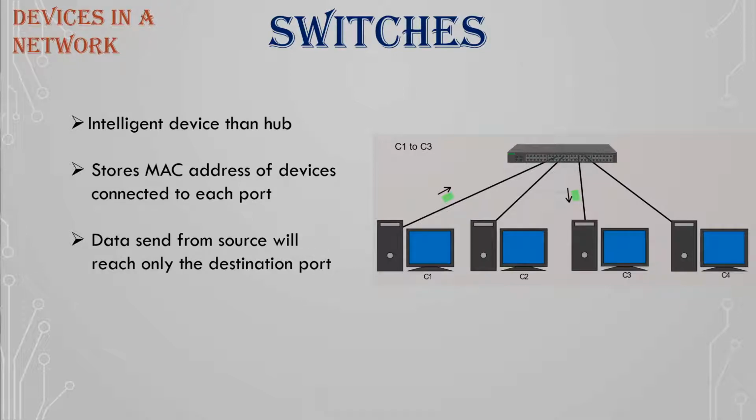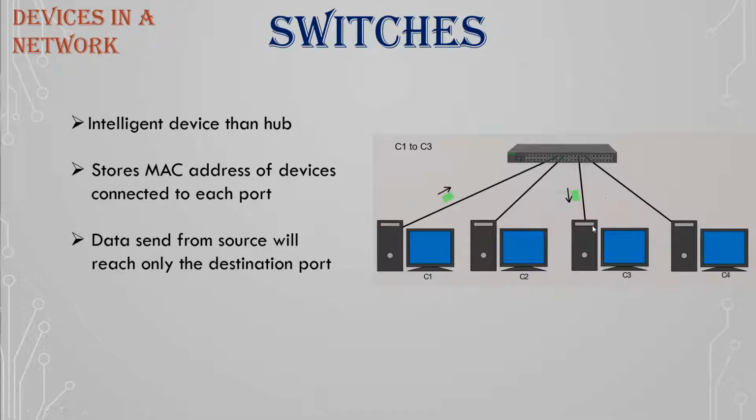Switches. Switches are similar to a hub, which is used to interconnect devices in a network, but they are more intelligent to identify the devices connected to each port. As an example, we can consider that four computers, that is C1, C2, C3 and C4, are interconnected to a switch to form a network. So here C1 wants to transmit the data to C3. The data will reach the switch.